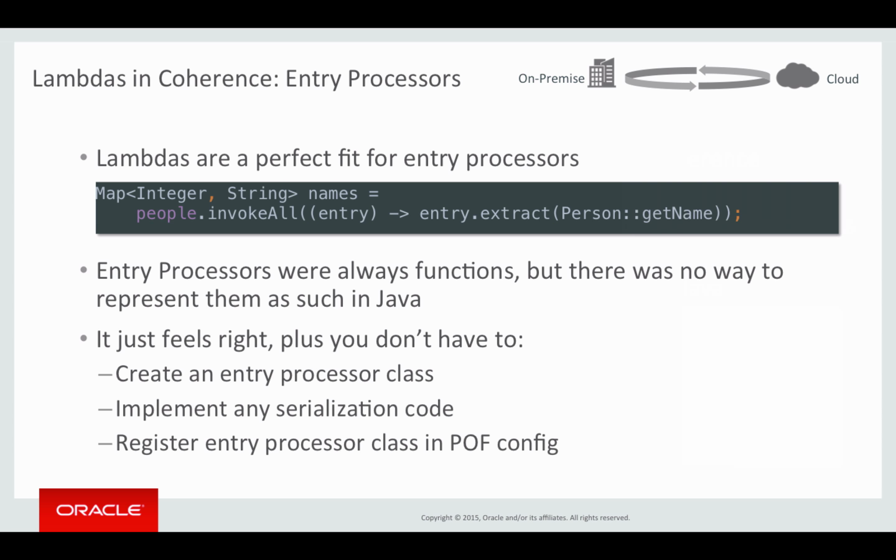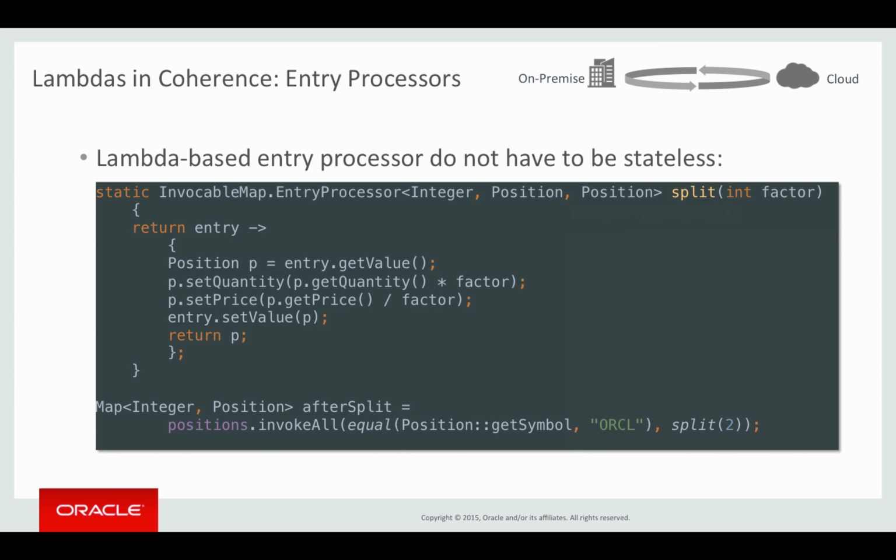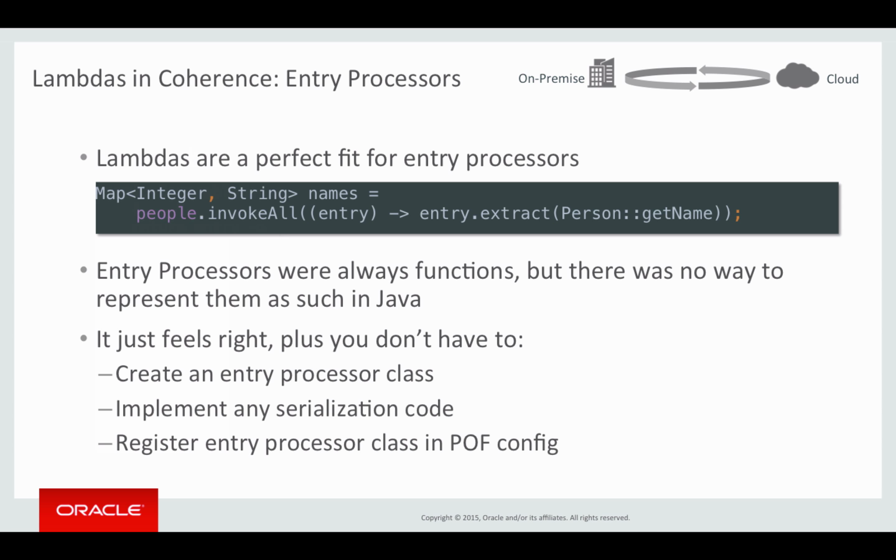I have to admit, sometimes I would avoid writing a new entry processor just because I didn't feel like doing all the other things that had to be done in order to get it to work. Now there is absolutely no excuse for doing that. It is as simple as writing a Lambda, and you can see that in the example. Of course, the example on the previous slide is just a stateless Lambda. We're basically sending an entry processor that simply extracts a single attribute from an entry.